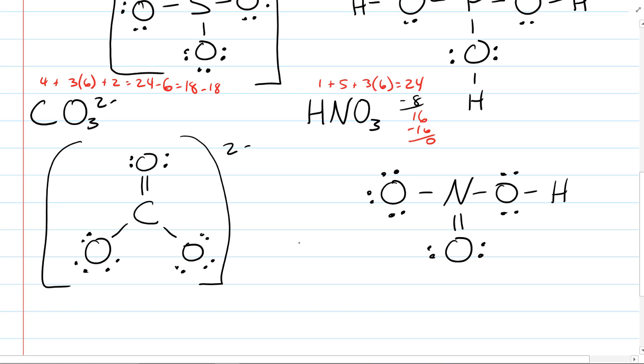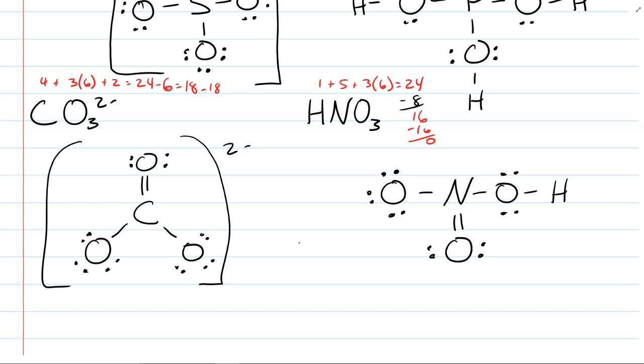Do we need square brackets on this one? No, we don't. And this then winds up being the structure for HNO3. Again, you could have had the hydrogen positioned at any one of these spots, and the double bond could have been at any one of the oxygens, just not on the one to which the hydrogen is attached. Okay, any questions?